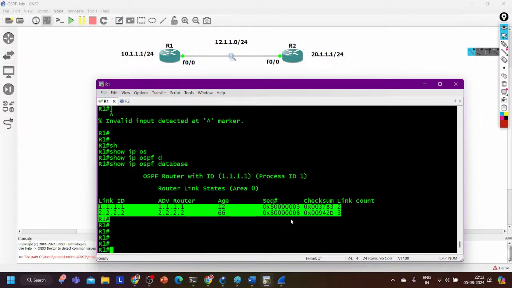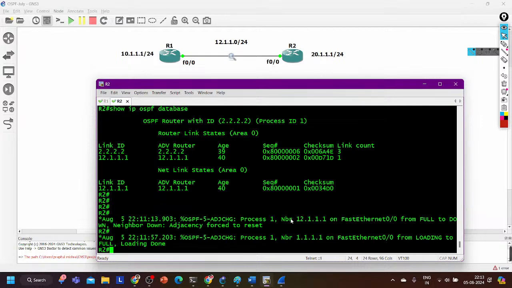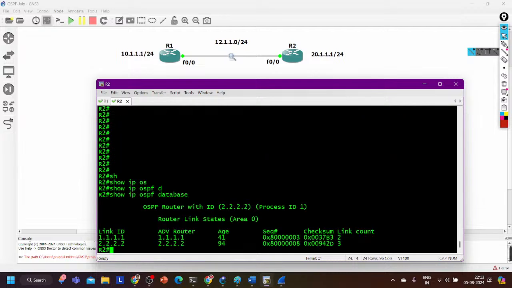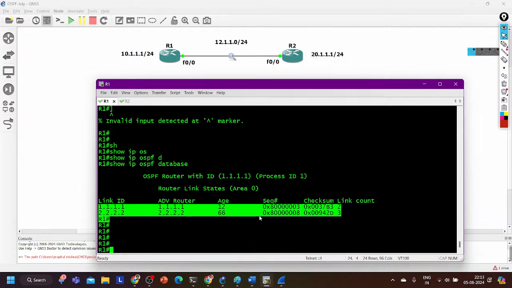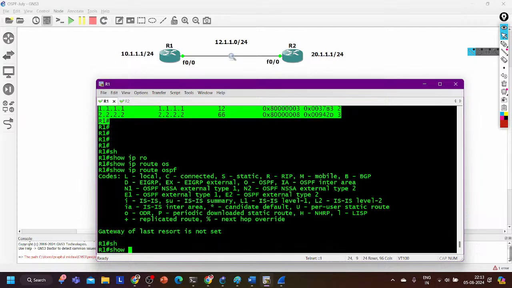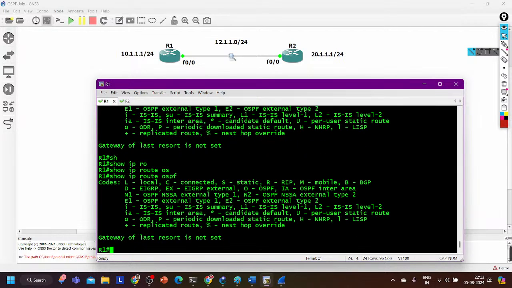Because guys, earlier we had two different LSAs, LSA1 and LSA2, but now we have only one LSA. Don't worry about the LSAs, because in the next class we are going to talk about LSAs only, right? On router number 2, check the database, show IP OSPF database looks the same, but show IP route OSPF.